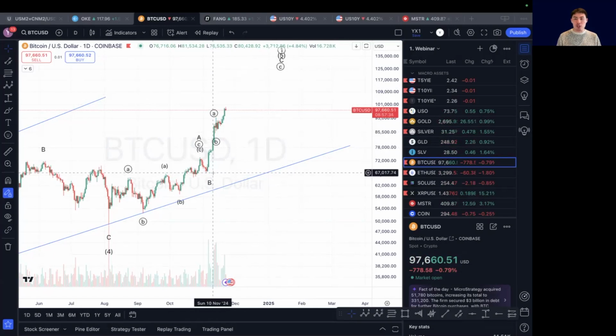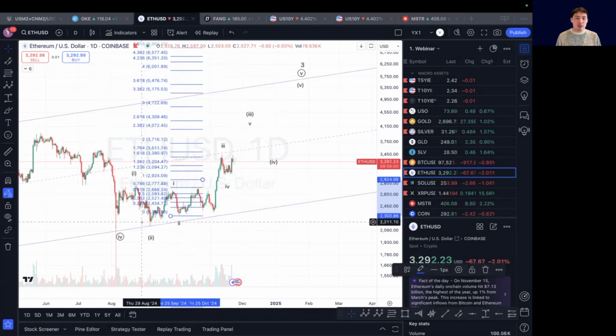Also, there is an alternative chance that we do have wave A topping here, just around 100K, and then a much bigger pullback and a sharp rise into wave C. And that would be an excellent re-entry if you already took profit.